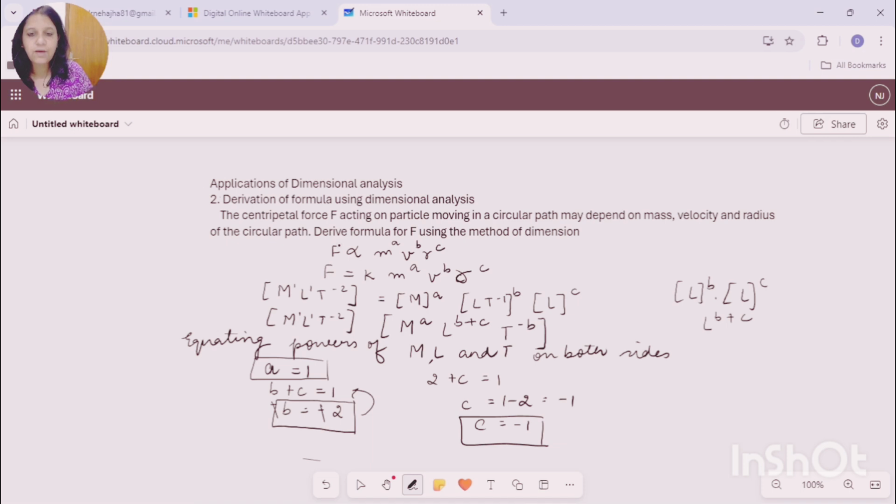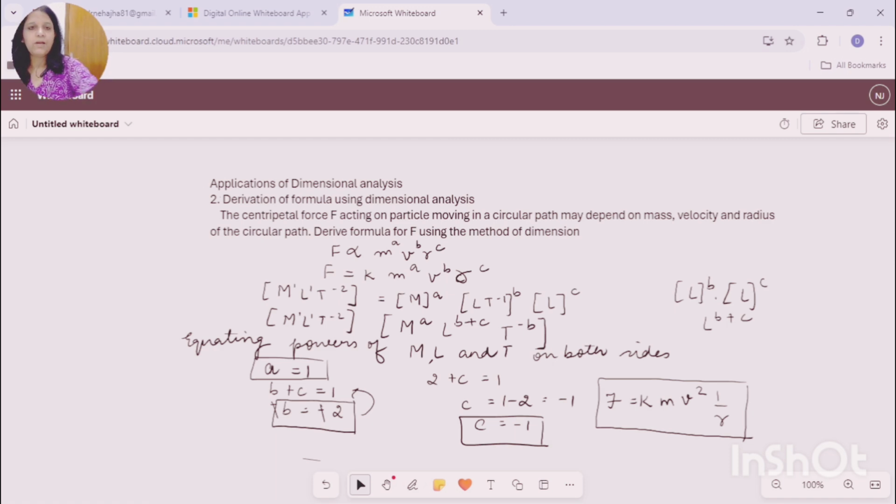तो अब यही वैल्यूज जो है पावर्स, you can substitute them back in the formula, that is F is equal to K M V. V क्या था? V था हमारा B. सो B की वैल्यू कितनी आई? B की वैल्यू हमारे पास आई है 2. सो M V squared 1 बाय R. R की वैल्यू कितनी आई? C की वैल्यू है -1. ये इससे हमारा ये फॉर्मूला. So this is how we can derive a formula using dimensional analysis.